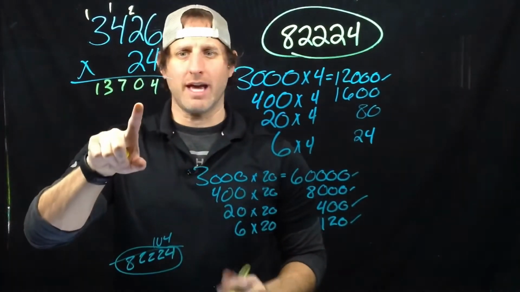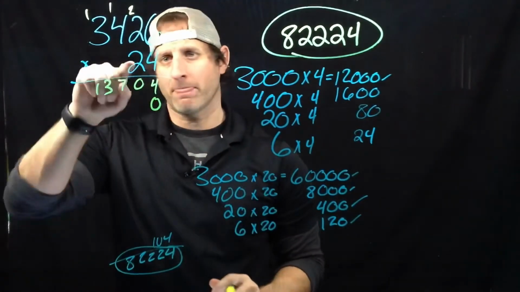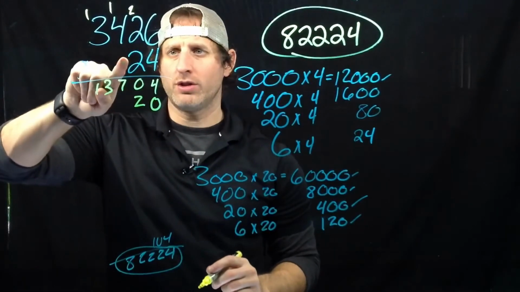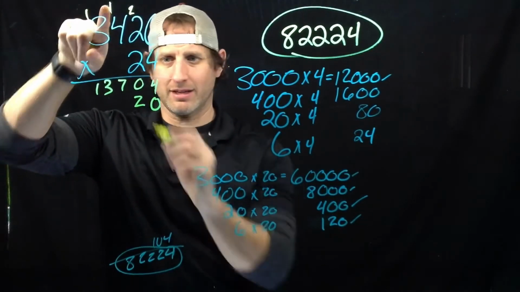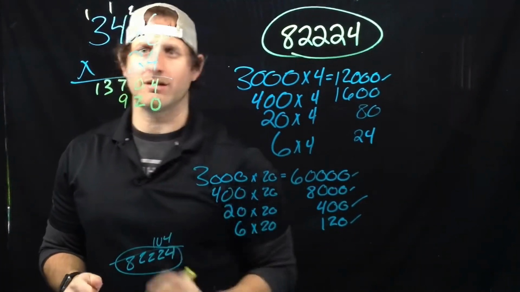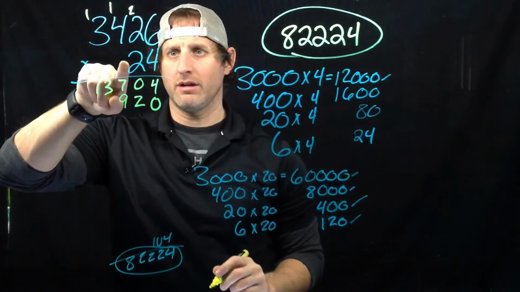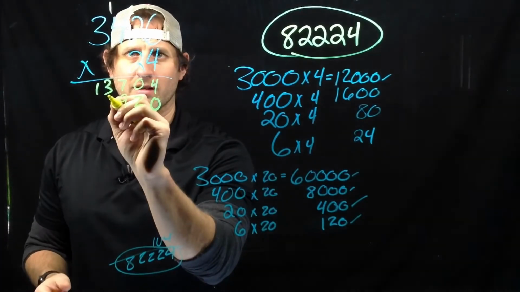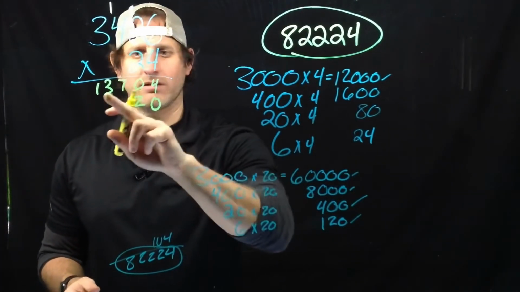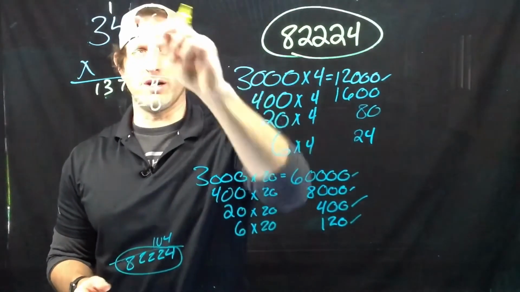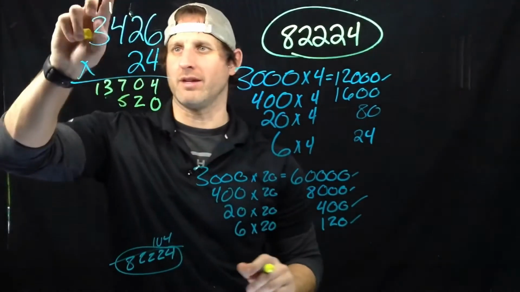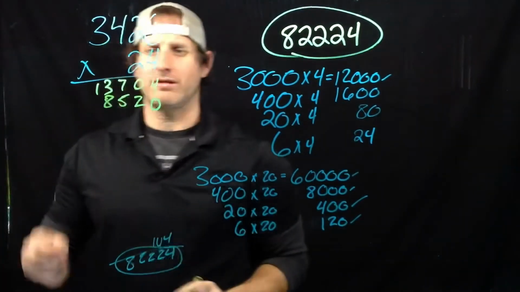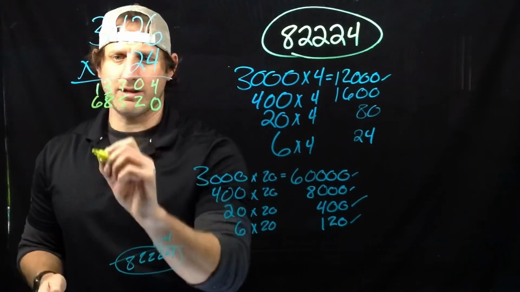Now remember, we're moving into the tens column, so there's no ones there. 2 times 6 is 12. Carry the 1. 2 times 2 is 4, carry the 1, is 5. I skipped that. I did that wrong. There we go, I messed up. Then 2 times 4 is 8. And then 2 times 3 is 6.